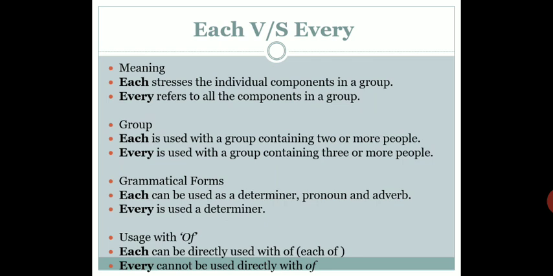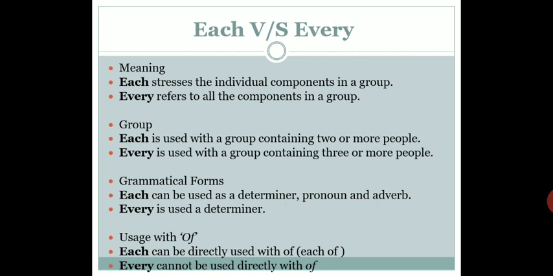Now let's conclude both the topics. Meaning wise, what is the difference? Each stresses the individual components in a group. Whenever we are talking about individuals in a group, there we have to use each. Every refers to all the components in a group. Whenever we are talking about all persons in a group, all things in a group, there we have to use every. Every is used with a group containing three or more people.